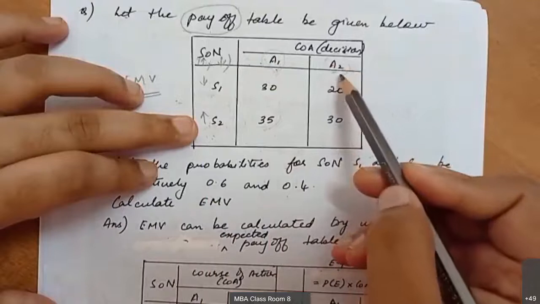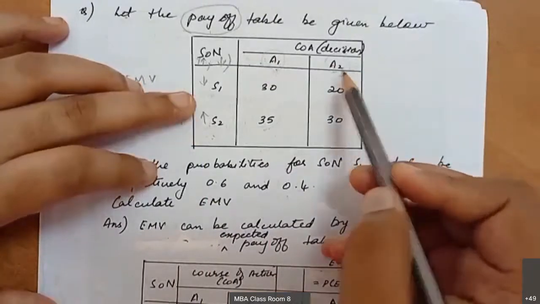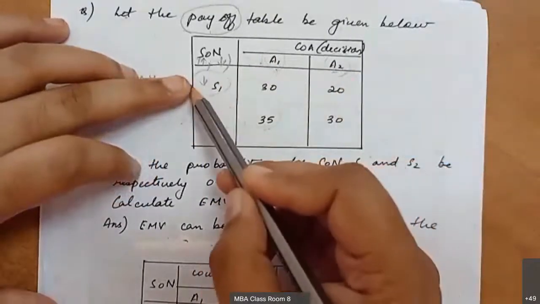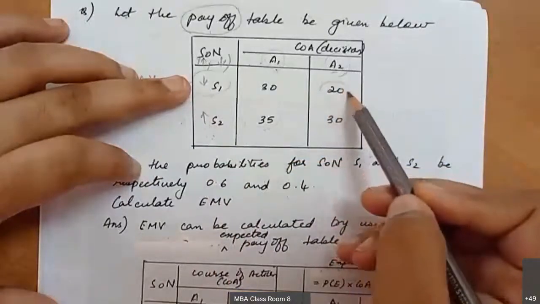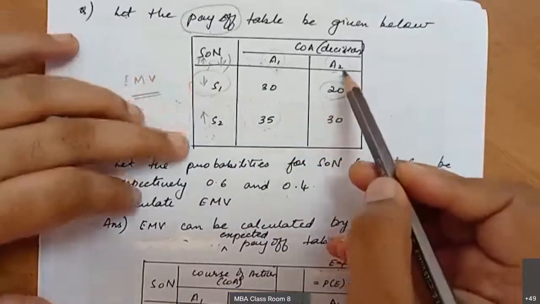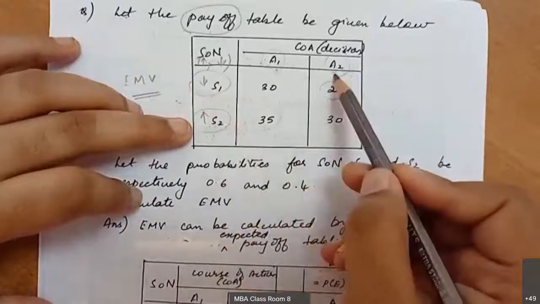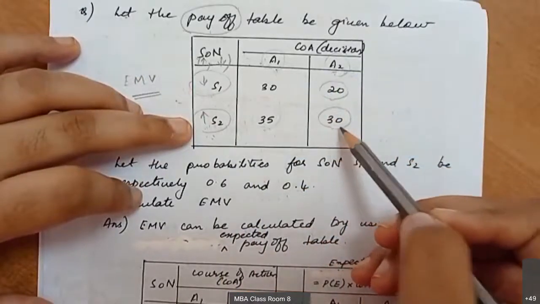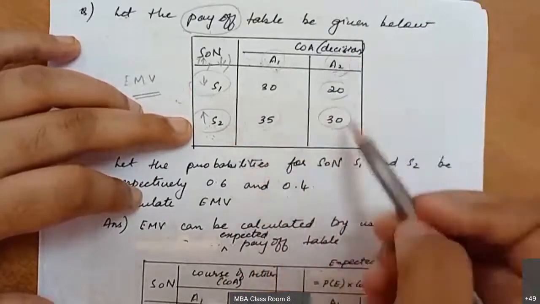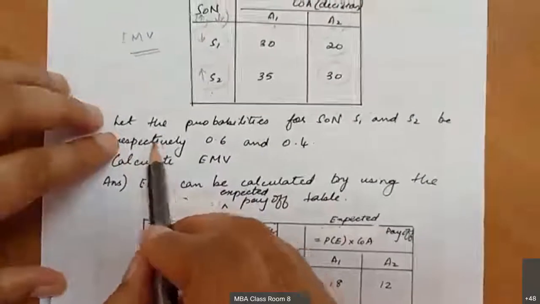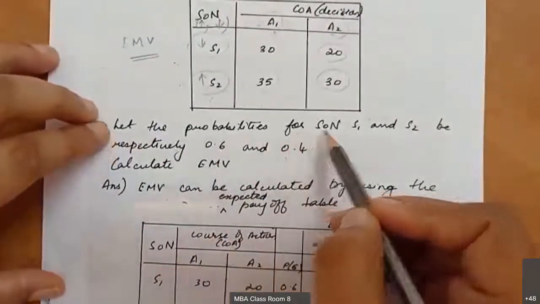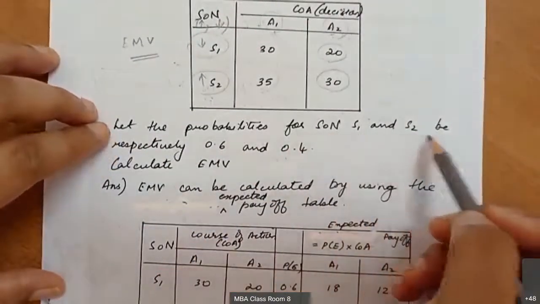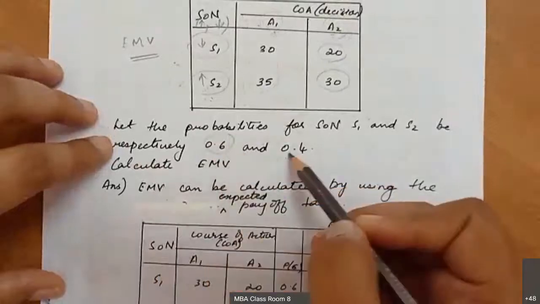Similarly, if you launch A2 product when the market is having a lower demand, you are getting a payoff of 20. When the market is having a higher demand, if you launch A2, you will get a higher payoff, that is 30. So that is the meaning of this payoff table. Now what have they mentioned in the question? Let the probabilities for SON, S1 and S2 be respectively 0.6 and 0.4.